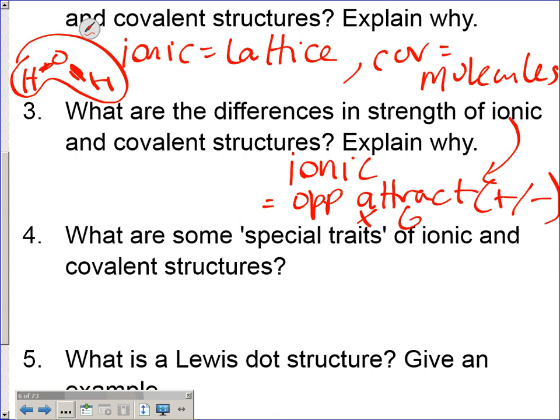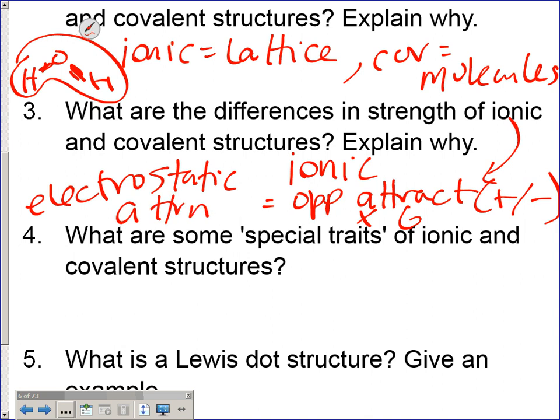And there's a word we use for that. It's called electro... Can anybody fill that out? Electrostatic attraction. So we're just talking about the fact that the opposites attract, the full positives and negatives attract more so than just the shared bonds. They're just not as strongly attracted. So I can break a covalent bond a little easier than I can break an ionic bond. All right, special traits. Can I get a special trait from Robbie's group?